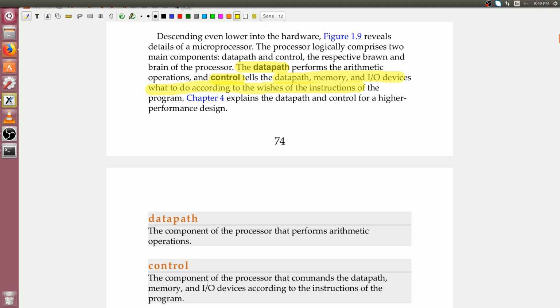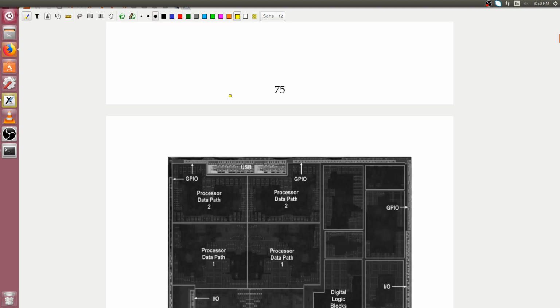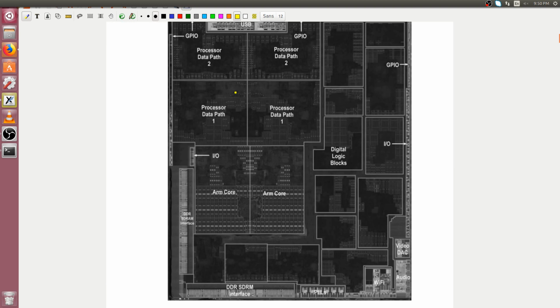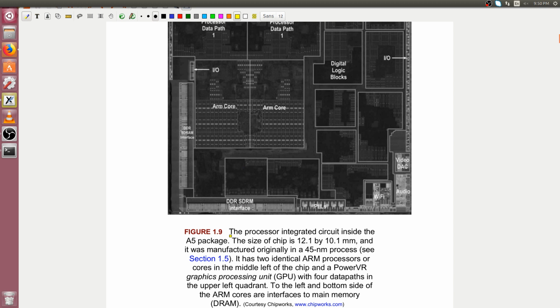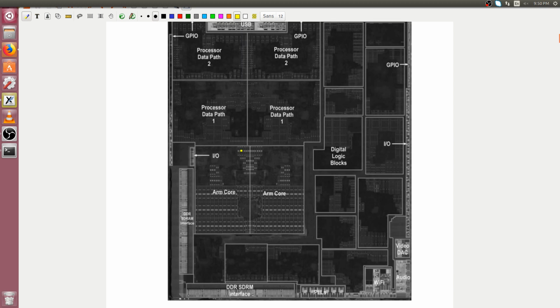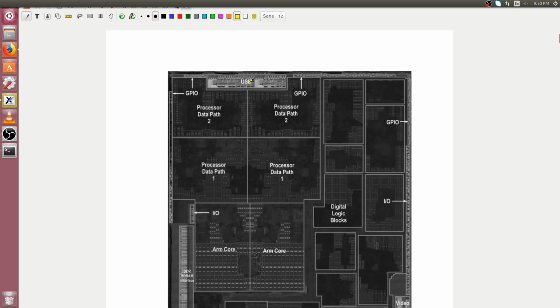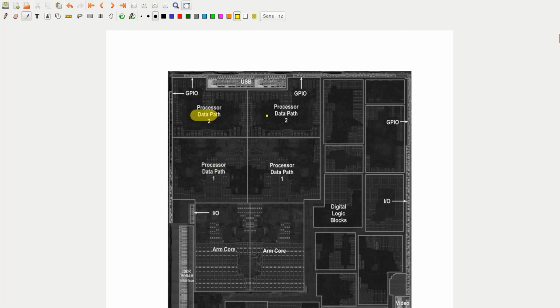Okay, so we can move on. Let's see what's next in our list of things to do. The next thing we're going to look at is a breakdown of the A5 package. This is what your actual processor is going to look like. So processor data path 1, these are going to be our cores. So this is a 4-core processor.